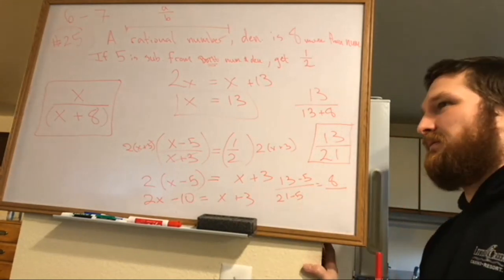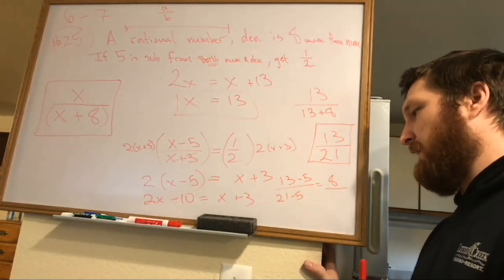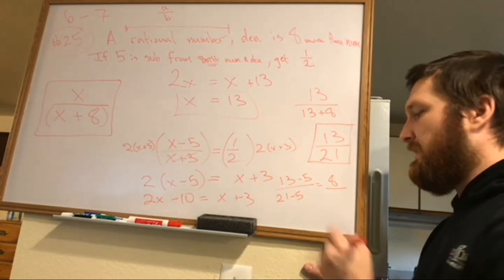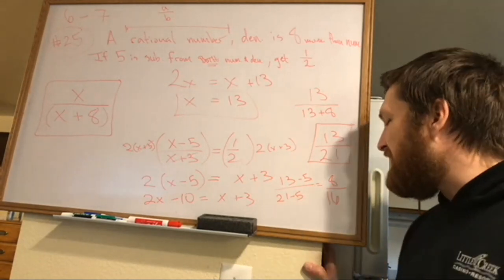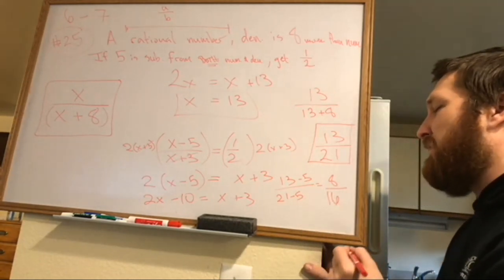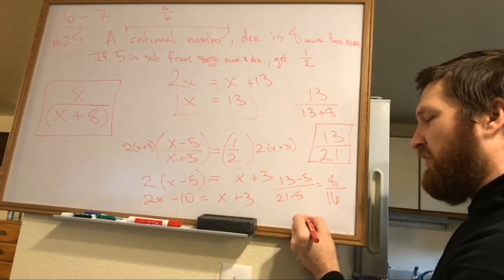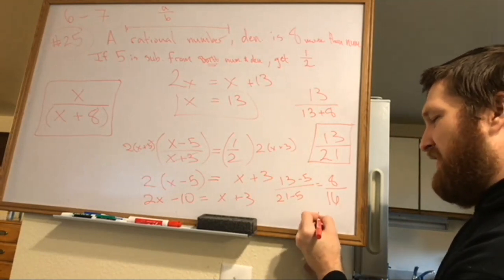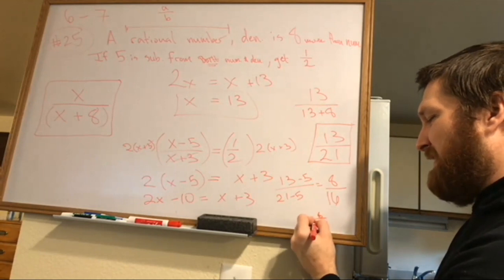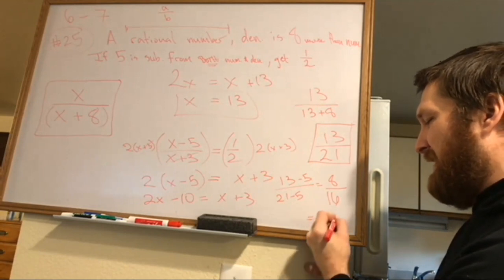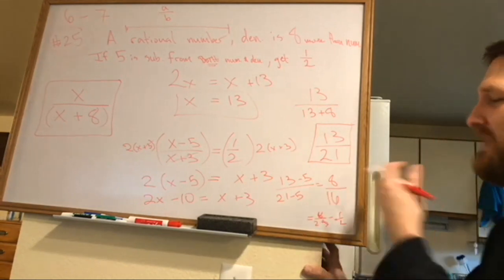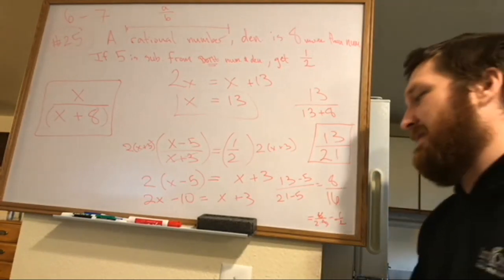21 minus 5 is 16. Is 8 over 16 the same thing as 1 over 2? Yes, I think so, because 8 over 2 times 8, the 8's cancel, and I get 1/2. So yes, we have the right number right there. Okay.